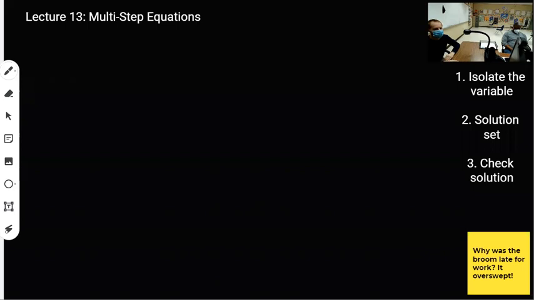So with each equation that we want to do today, we want to do three things. We want to isolate the variable. That means getting the variable by itself on one side, whether it's the left side or the right side. The second thing is we want to write a solution set. Your solution set is going to look like this. It's going to have those curvy braces to it. One number should be inside there. And then the third step that we're going to be doing today is checking your solution.